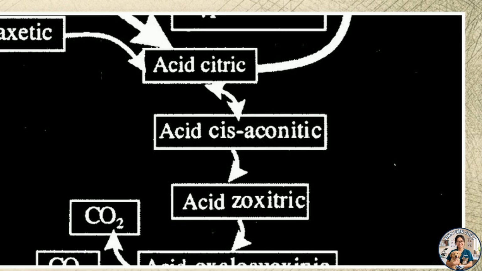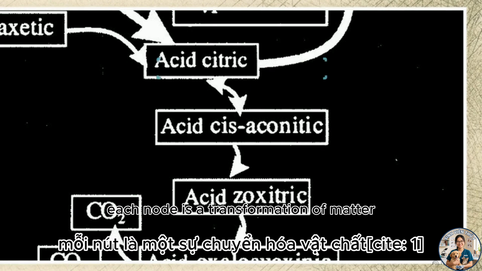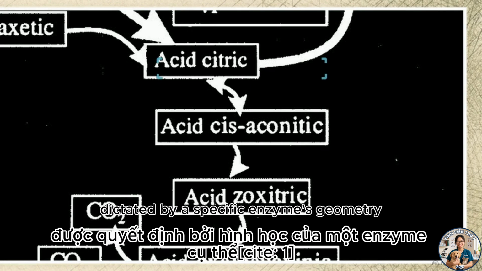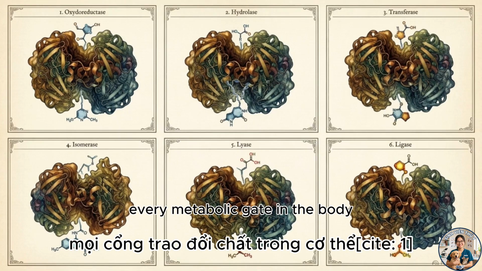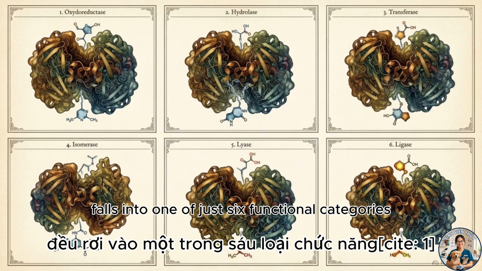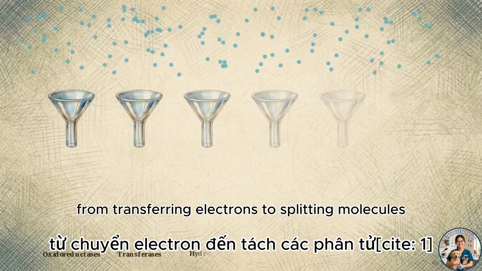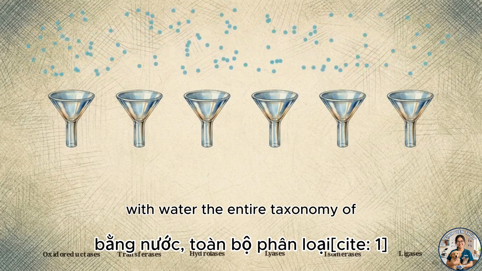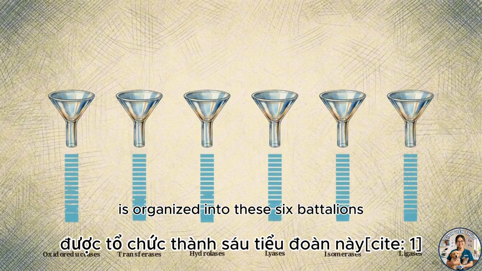Zooming out, this flowchart of the Krebs cycle represents just a small corner of a massively interconnected metabolic network. Every arrow represents an enzymatic gatekeeper. Each node is a transformation of matter dictated by a specific enzyme's geometry. Despite this immense complexity, every metabolic gate in the body falls into one of just 6 functional categories. From transferring electrons to splitting molecules with water, the entire taxonomy of life's chemistry is organized into these 6 battalions.